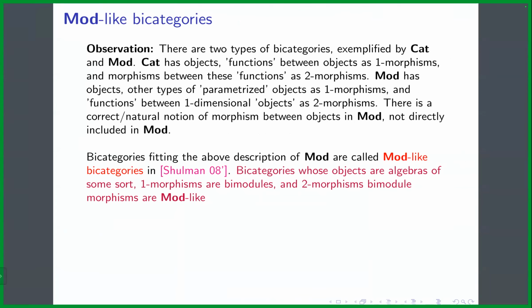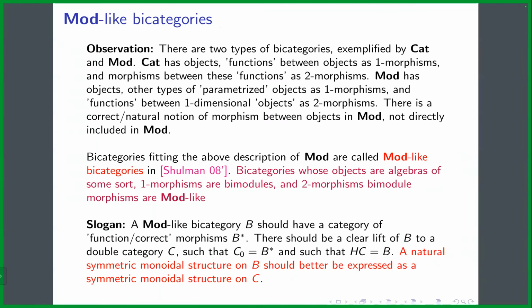So the bicategories fitting this description are referred to as mod-like bicategories. So these are bicategories whose objects are algebras of some sort, whose 1-morphisms are bimodules over these algebras, and whose 2-morphisms are bimodule morphisms. So the slogan for mod-like bicategories is that a mod-like bicategory B should have a category of functions or correct morphisms B star that is not directly included in the bicategory.